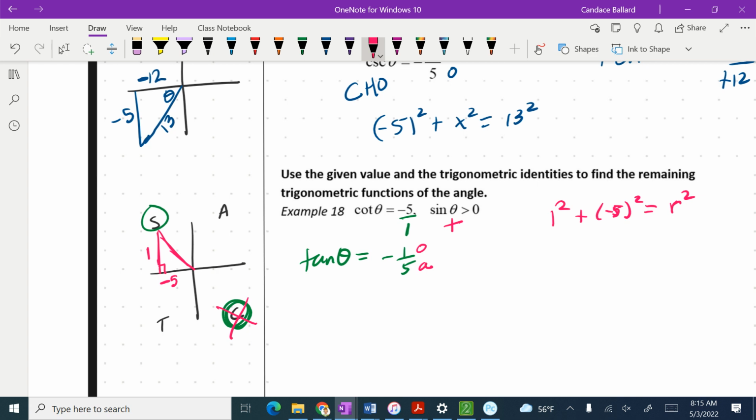All right. What's 1 squared? 1. What's negative 5 squared? 25 equals r squared. So what's 1 plus 25? 26. Take the square root. Is the radius or the hypotenuse here ever negative? No. So it's square root of 26.